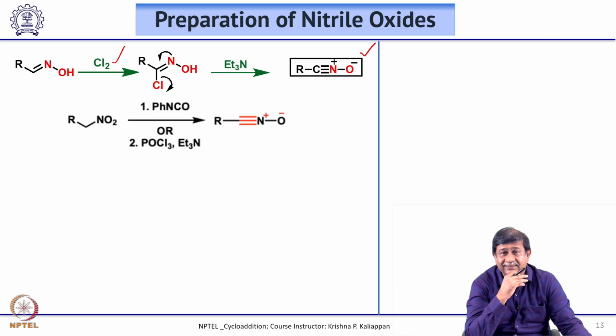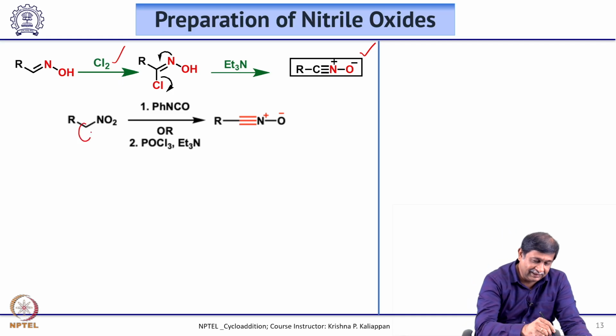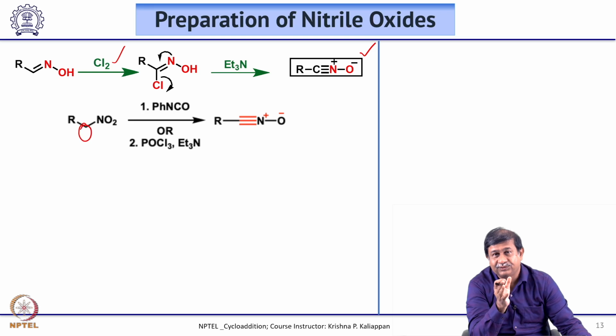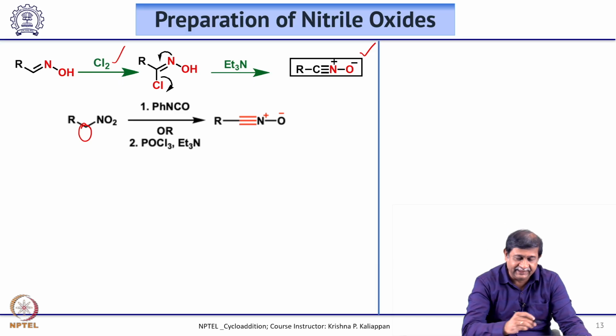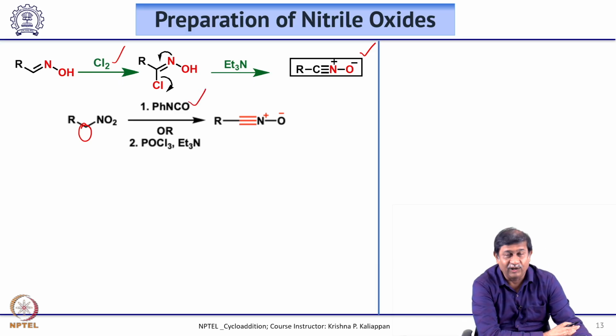If you have a nitroalkane, what you need is a CH2 attached to the nitro. If you have this nitro compound and treat it with dehydrating agents like either isocyanate or POCl3 with base, it can give the corresponding nitrile oxide.